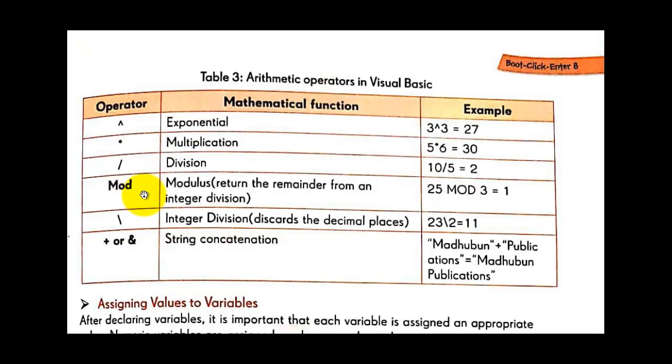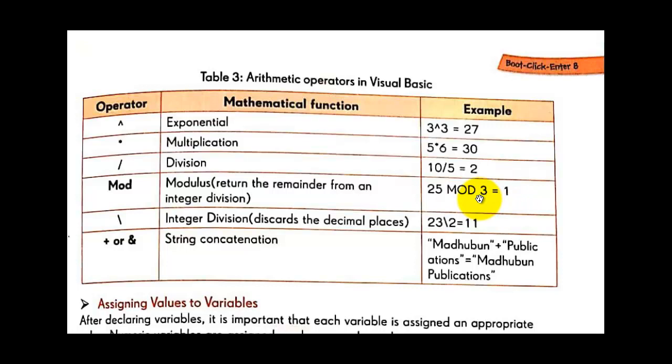The answer will be the remainder and not the quotient. Okay, modulus returns the remainder from an integer division. That is 25 mod 3, where 25 is the dividend and 3 is the divisor. 25 divided by 3. Now 3 8s are 24, right? So 25 minus 24 will be 1. So 1 is the remainder.